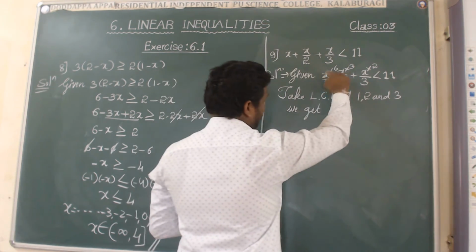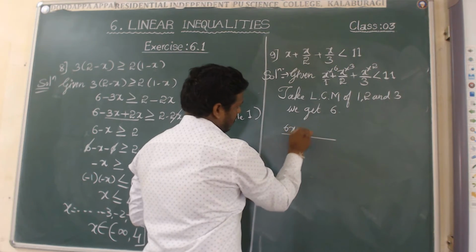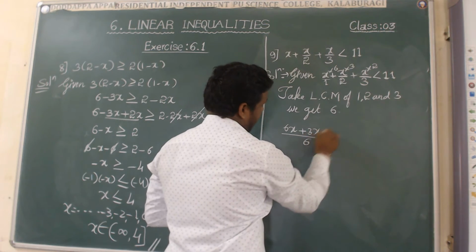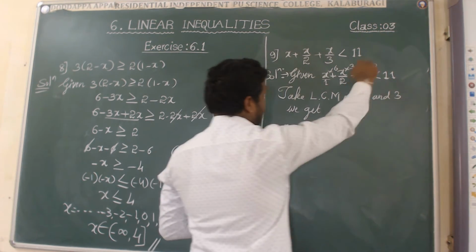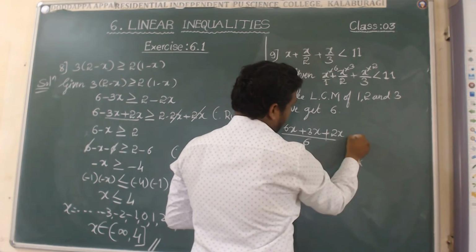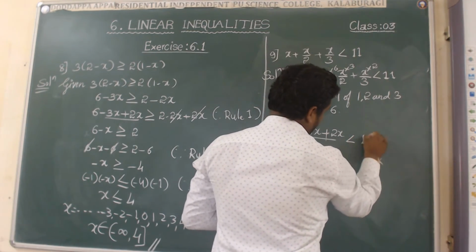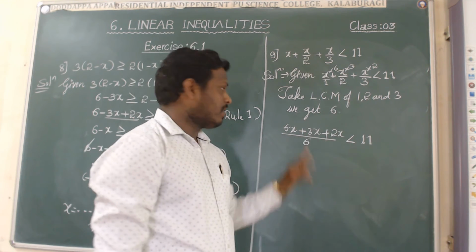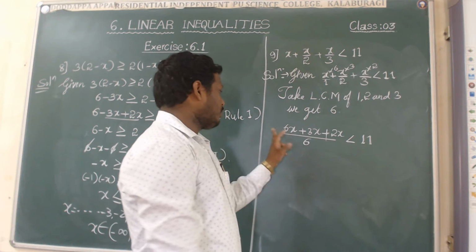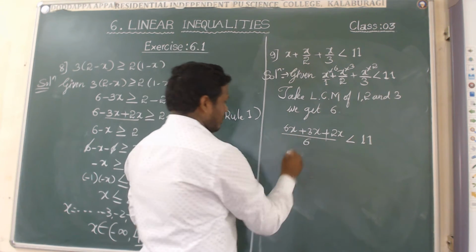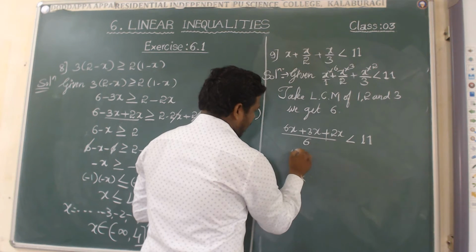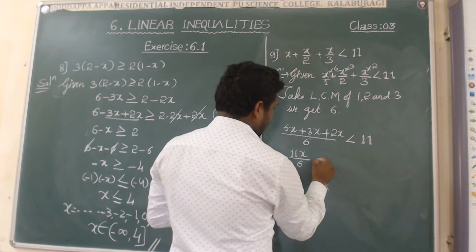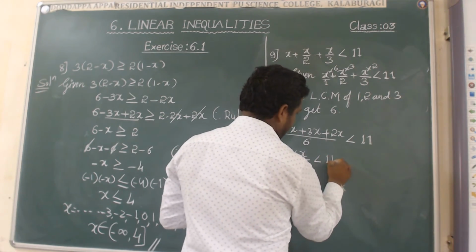Okay. x into 6, 6x. Plus, the numerator plus 6 into 3, 3x. Again the plus symbol, 6 into 2, 2x, less than or equal to 11 into 6. Now next is simplification. All are like terms, so add. We will get 11x divided by 6 less than 11.